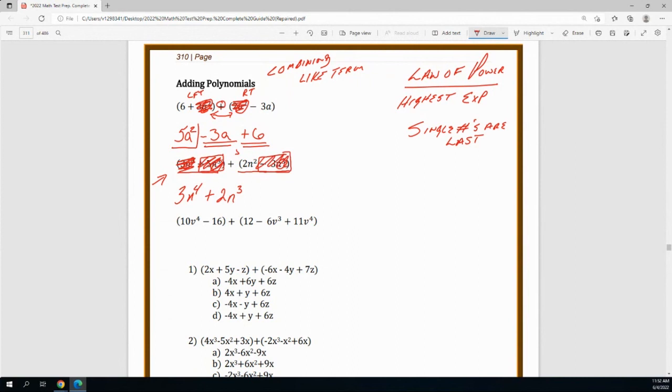Now I'm going to go ahead and scratch that from my list. See that? And then I'm left with this n to the power of 2. And it's the only thing up there. There's no other thing with it. So we're just going to go ahead and add it to the back of the list. Plus 2n squared. And that's how you add polynomials.